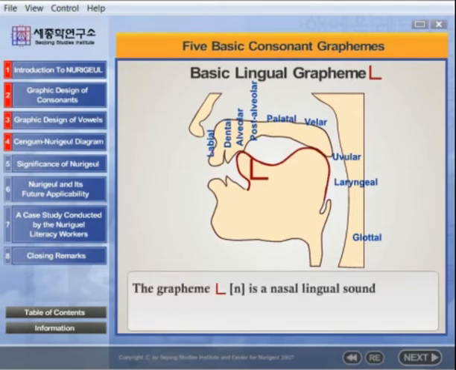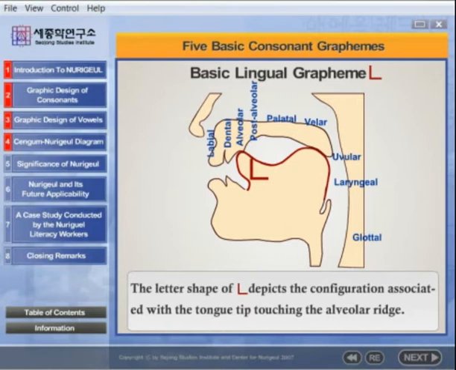The grapheme N is a nasal lingual sound, as in the N sound in noise. The letter shape of N depicts the configuration associated with the back of the tongue touching the alveolar ridge.